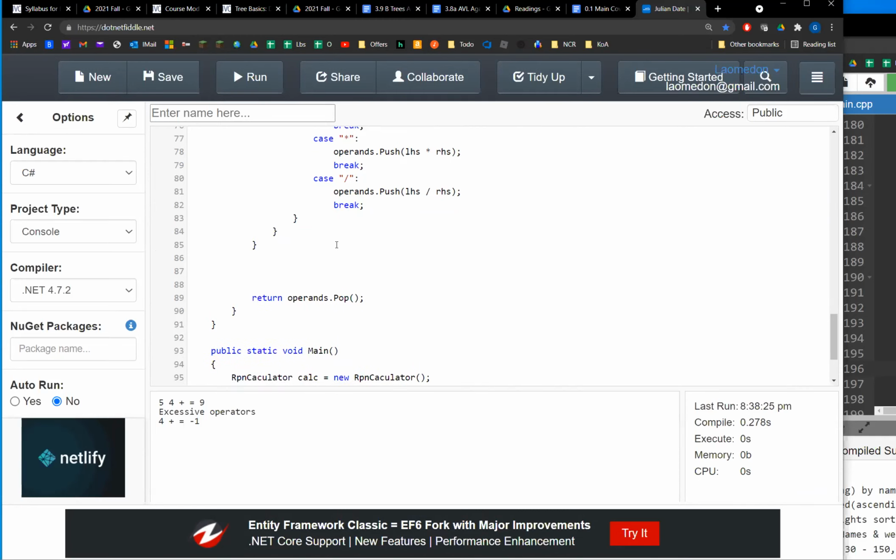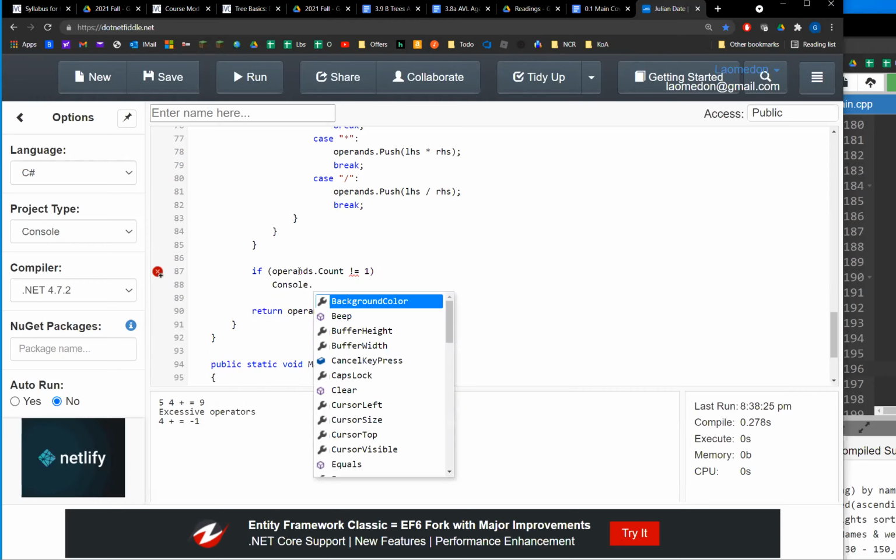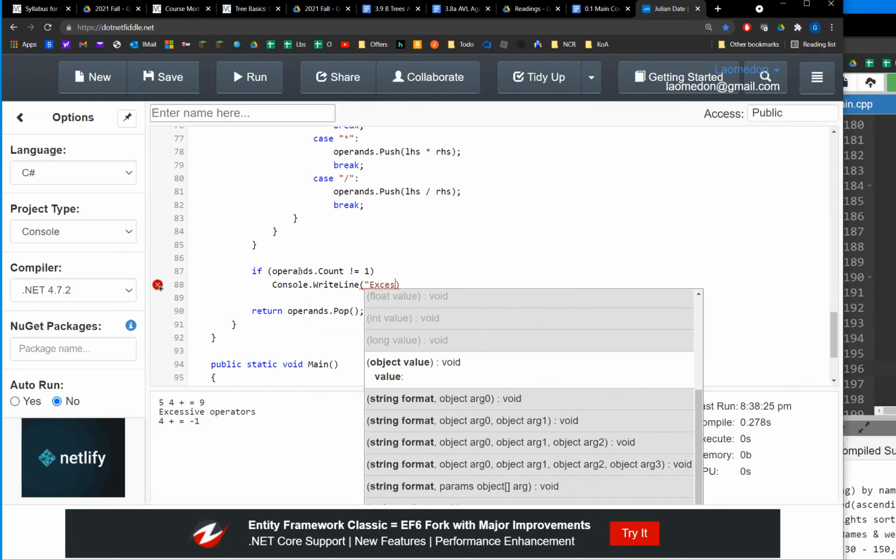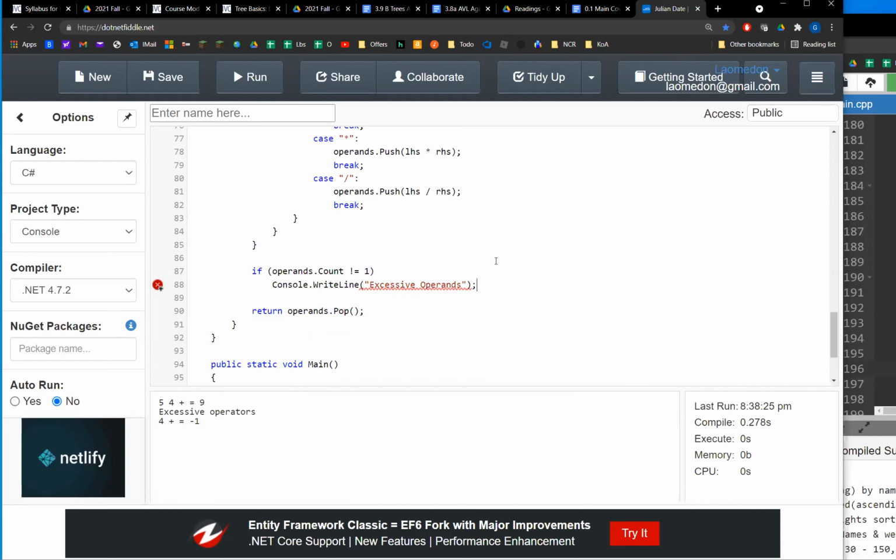Same thing here. At this point, we expect the count to be equal to 1, and if it's not, then there were too many operands. Excessive. All right, we don't have that test case in here just yet, so let's add it.